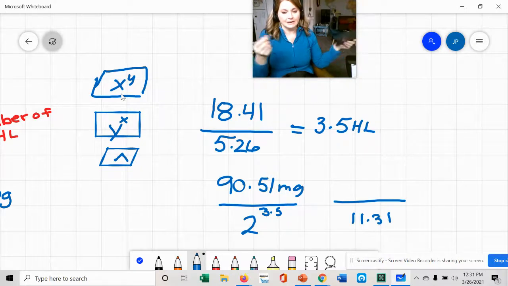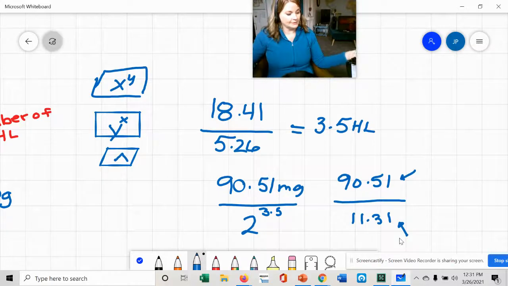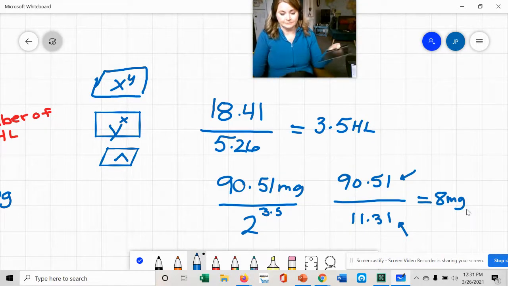So again, we're going to take 90.51. That's the amount we start with, right? That's how much we started with. This is 2 to the number of half-lives. So take 90.51 and divide it by 11.31. And I have about 8. I mean, it's 8.0026, but I'm going to go with 8. Okay. So that gives me 8 milligrams is what I end up with at the end.